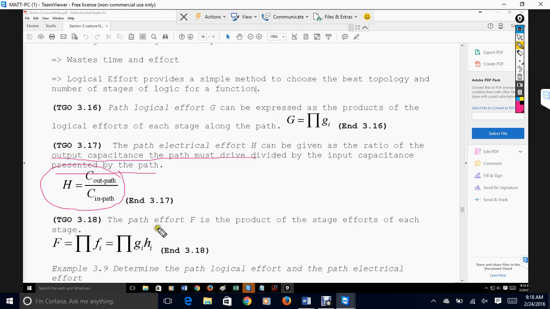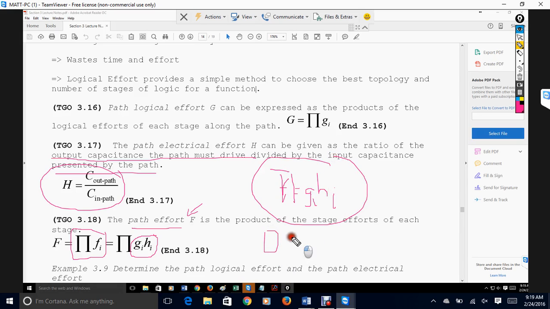And then the path effort. The effort is the logical effort times the electrical effort. So we had F equals G plus H before, right? Or G times H before. Now it's just the product of all of those. So the product of each one, this just becomes G_i and H_i.